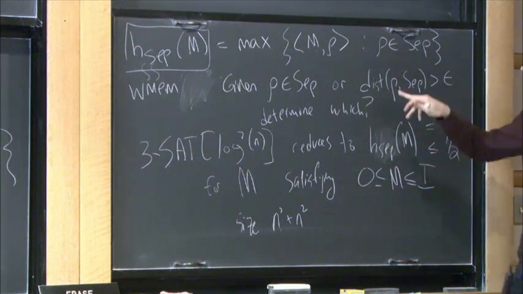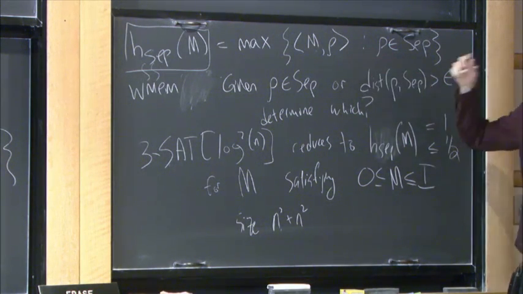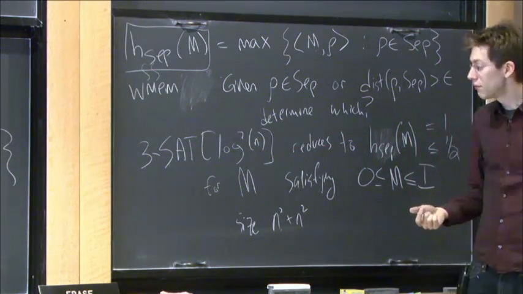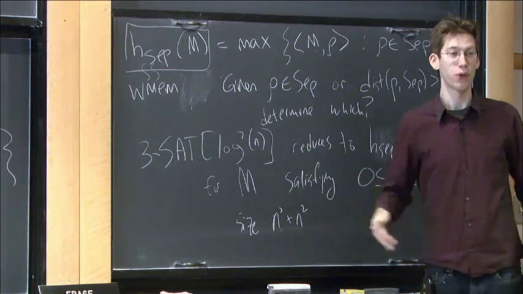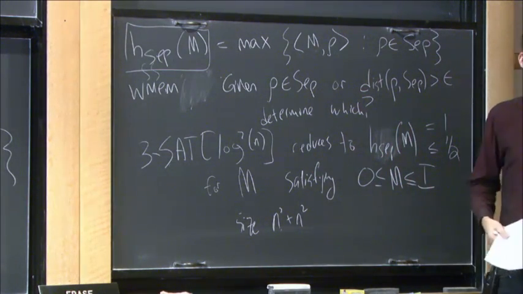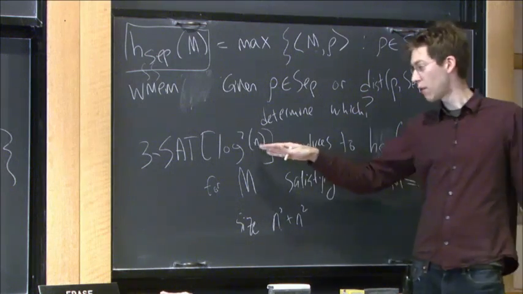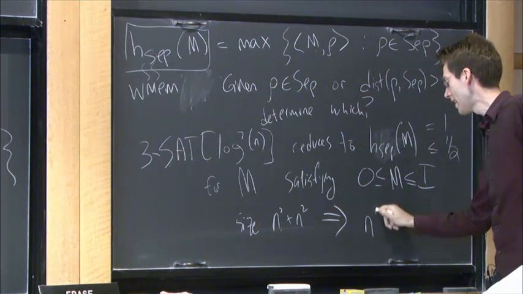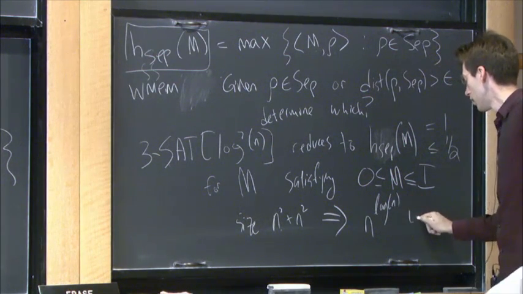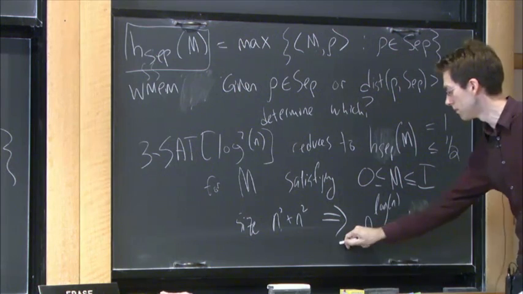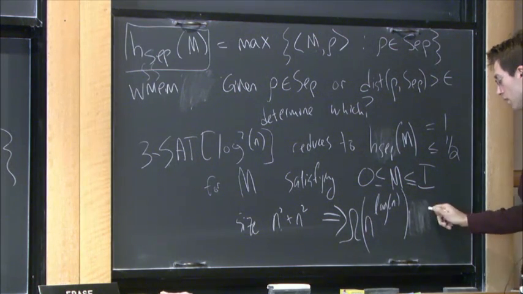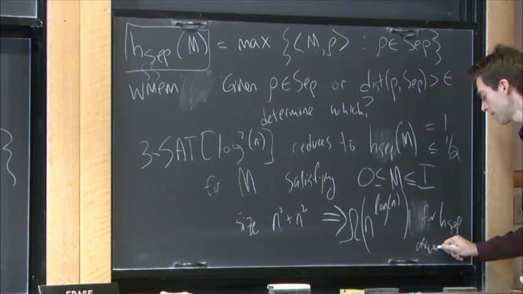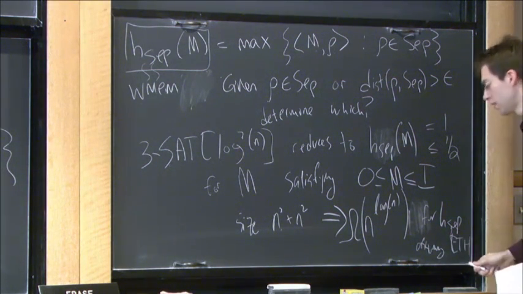OK, so if I could solve this problem in polynomial time, then I could solve this problem in polynomial time. And that's not as offensive as being able to solve full 3-SAT in polynomial time. But if you believe the exponential time hypothesis, then that would imply this takes time n to the log n. So this would imply an n to the log n lower bound for h sep, assuming the exponential time hypothesis.